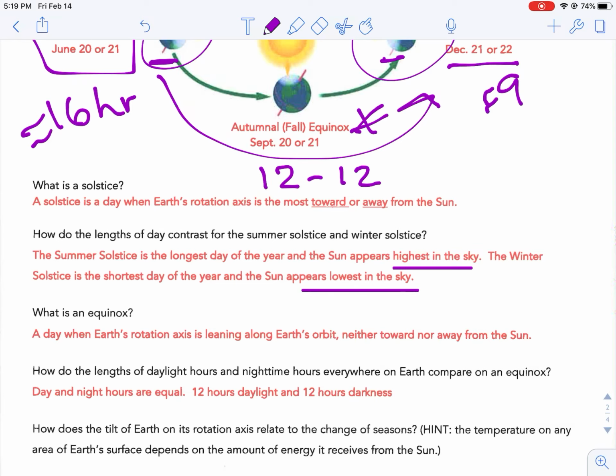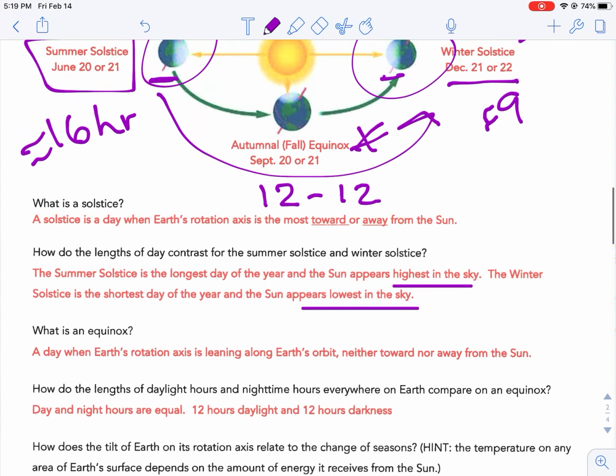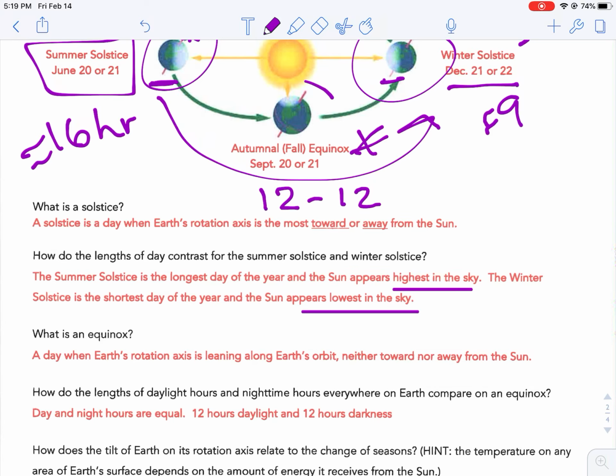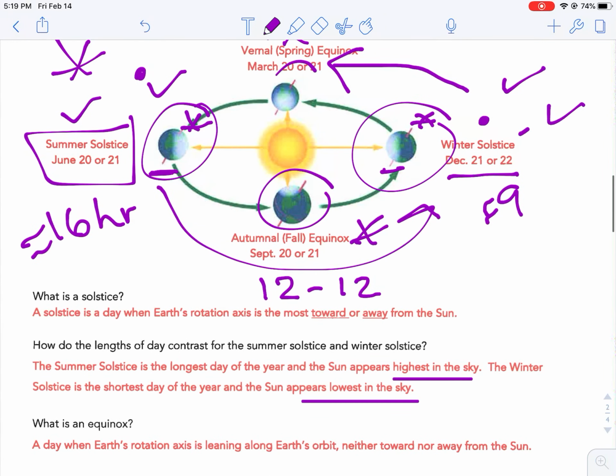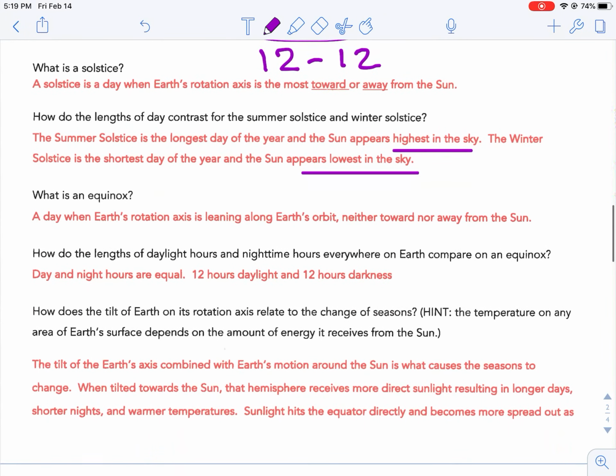What is an equinox? A day when Earth's rotation axis is leaning along Earth's orbit, neither toward nor away. So we're kind of just right in this area here is going to be our equinox. We're approaching that. How do the lengths of daylight hours and nighttime hours everywhere on Earth compare on an equinox? Day and night hours are equal. 12 hours daylight, 12 hours darkness on an equinox.